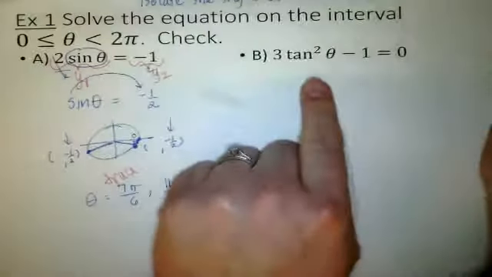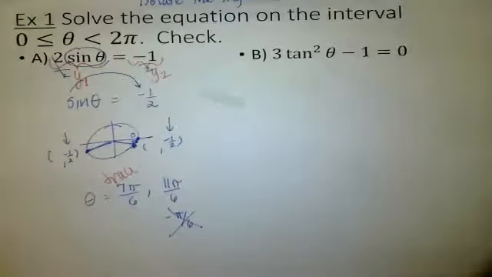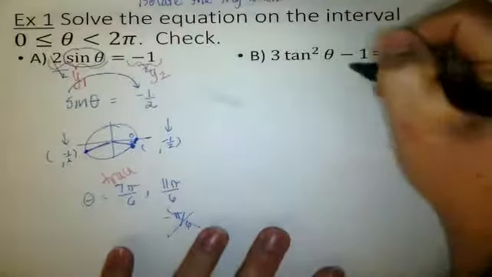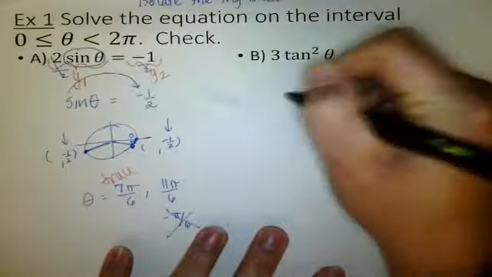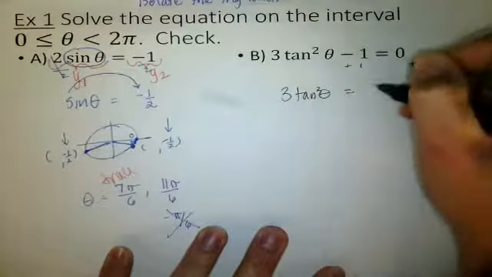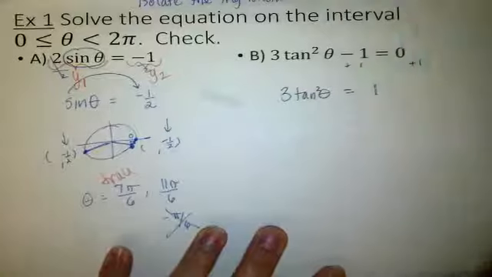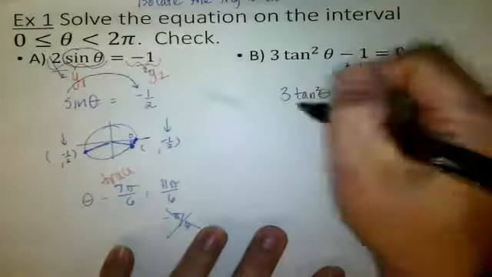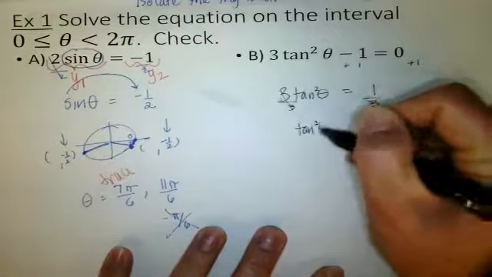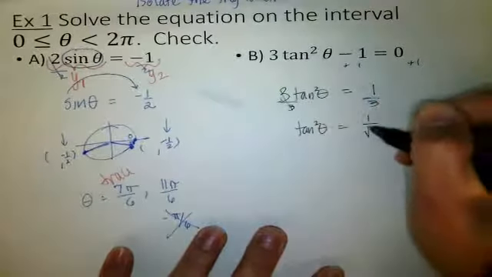Letter B here. What do you want to do first? Add one. So we get 3 tangent squared of theta equals 1. And then what? Now we can divide by 3. Very good. So we have tangent squared of theta is equal to 1 over 3.